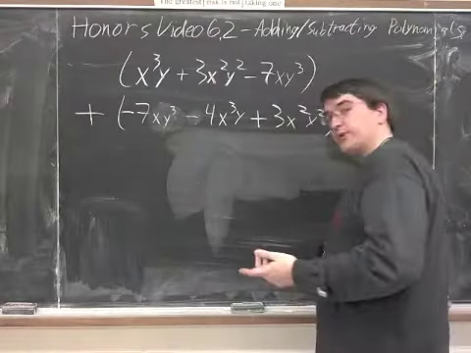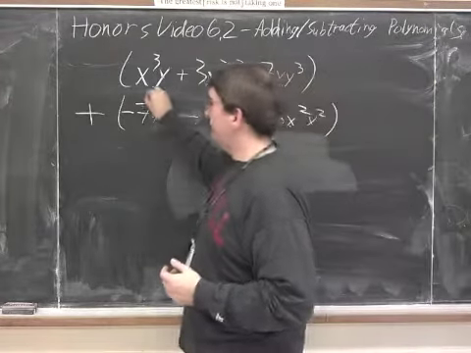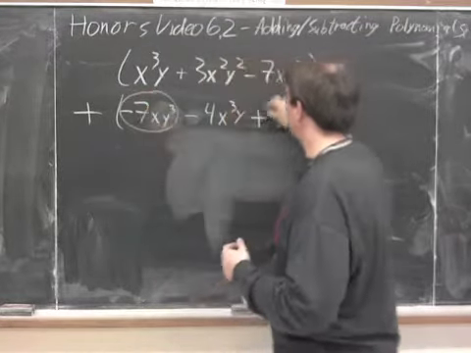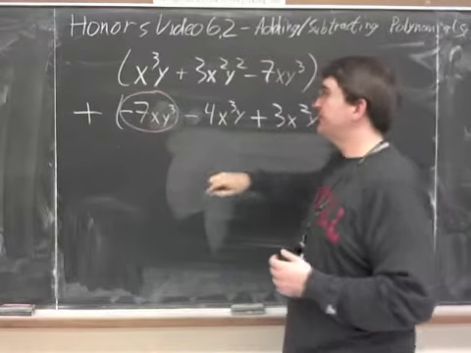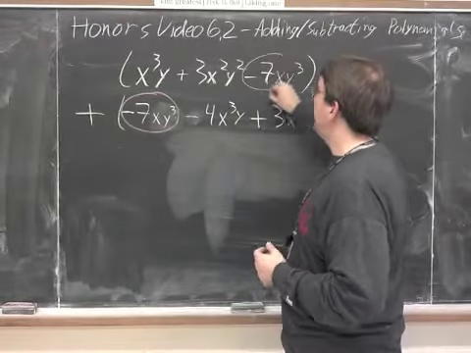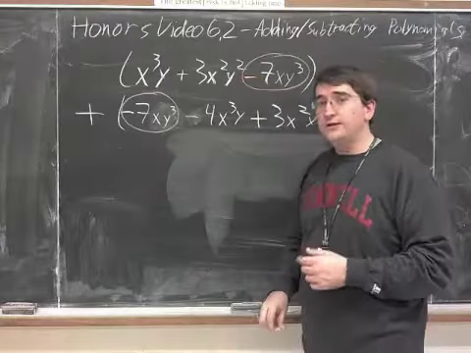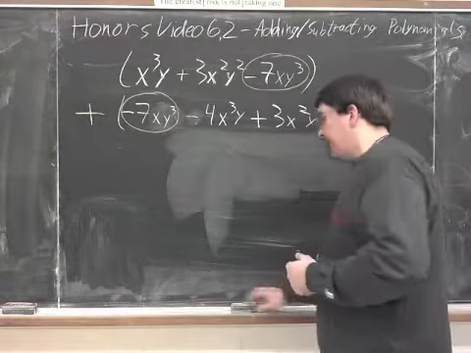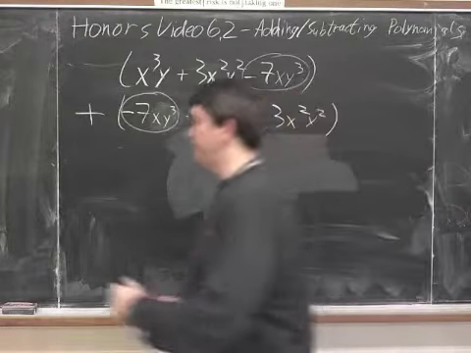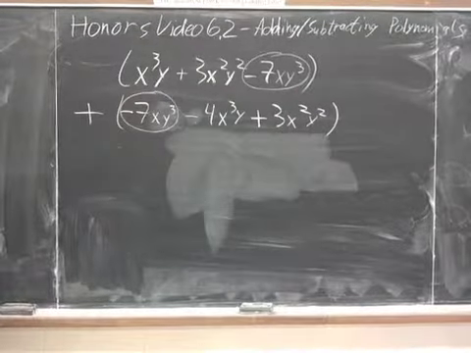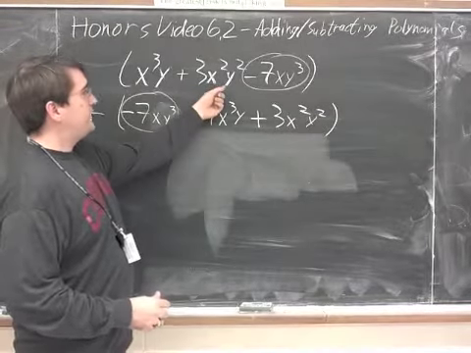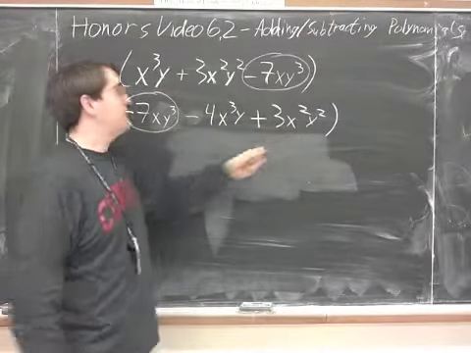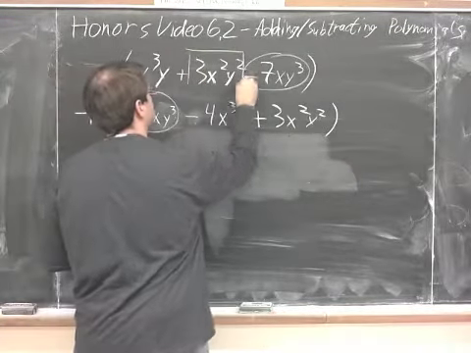So we could rearrange these, but I want to show you what I mean by circling and things. So I'm going to circle the negative 7xy cubed and the negative 7xy cubed to show that those are the two things that I'm going to be combining. Another pair of terms that I can combine are the 3x squared y squared and the 3x squared y squared. So I'm going to put a box around those.